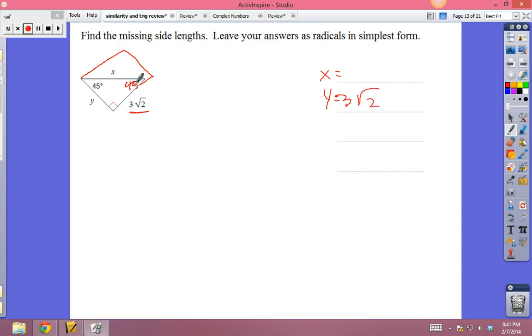Now the diagonal, the hypotenuse, is going to be 3 square roots of 2 times the square root of 2. So it's going to be 3 square roots of 4, which is 3 times 2. So x should be 6.